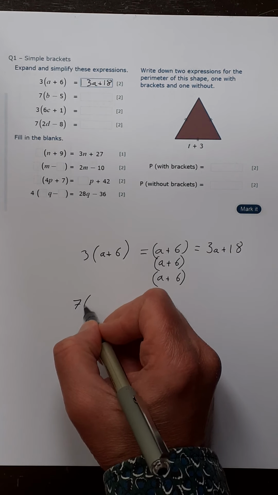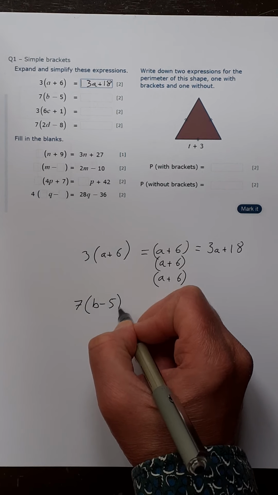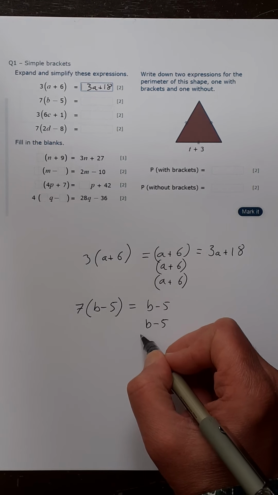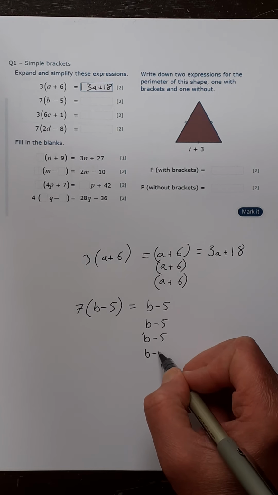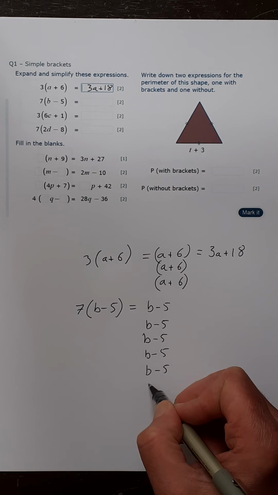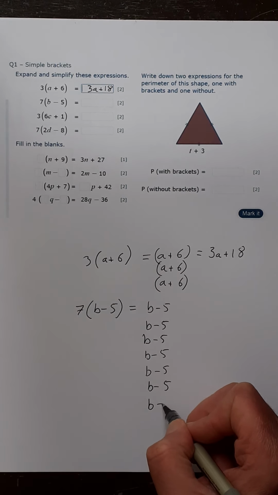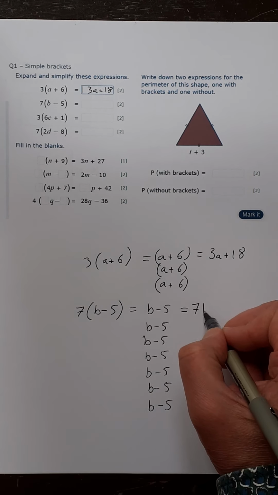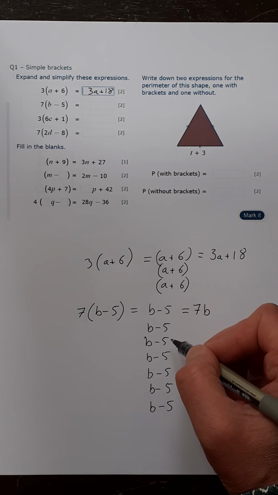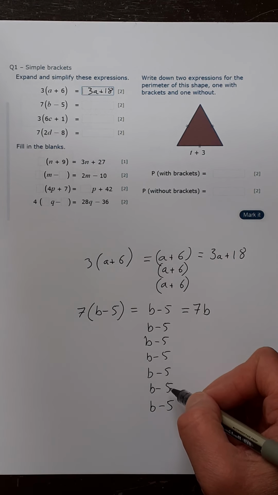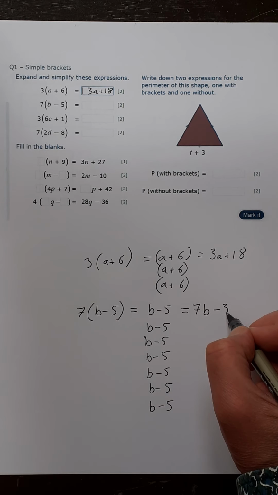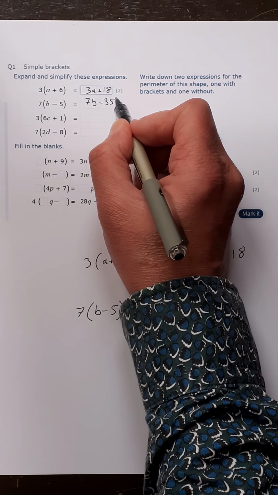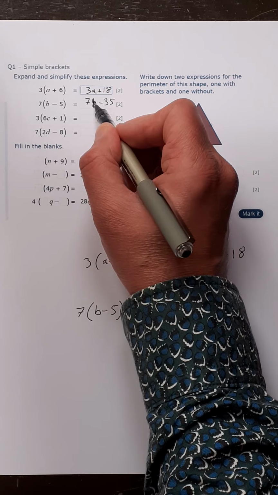Okay, let's have a look at the next one. This one, 7 lots of b take 5. Well, that means I've got b take 5, b take 5, 3 lots of them, 4 lots of them, 5 lots of them, 6 lots of them, 7 lots of them. Wow, that took a bit of writing out. I've got 7 b's, and then negative 5, negative 10, negative 15, negative 20, negative 25, negative 30, negative 35. So 7b take 35.